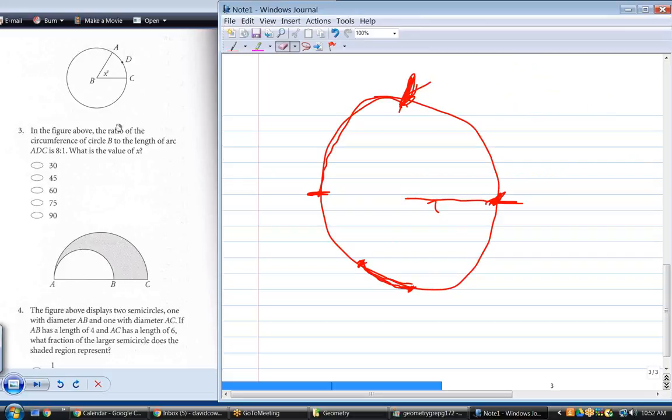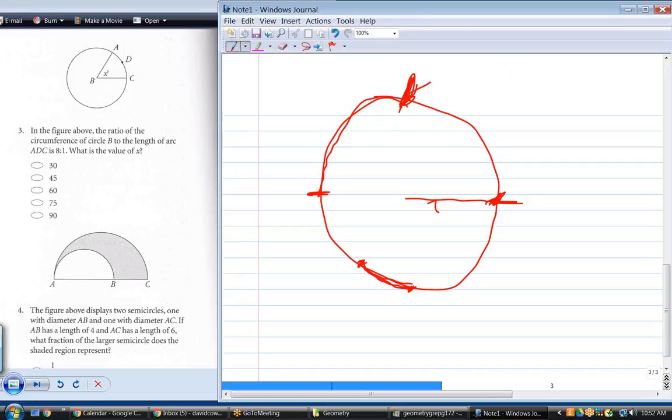In the figure above, the ratio of the circumference of the entire circle to the length of arc ADC. Are you familiar with the arc length terminology? Not really, no. It's okay. It's not going to hurt you to get a step up on this. I would guess this is probably the first thing you'll start out with, unless maybe it's algebra review. But this is going to be important stuff. So maybe the secret with you will be to get out ahead of it. Yeah, definitely.